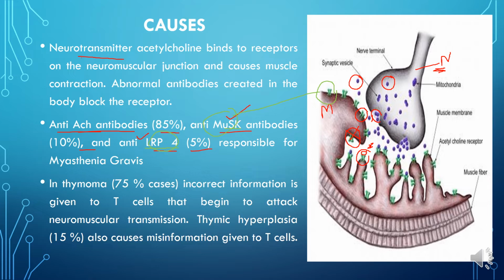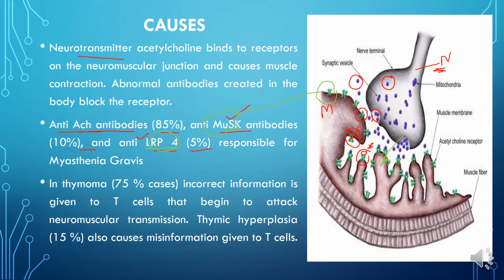So in either case, that is the competitive binding of the antibodies to the receptor or the reduction in the number of receptors, both cases will lead to reduction in the transmission of signal from the nerve to the muscle cell. In this way, the signaling will be reduced. As a result, there will be reduction in muscle contraction.